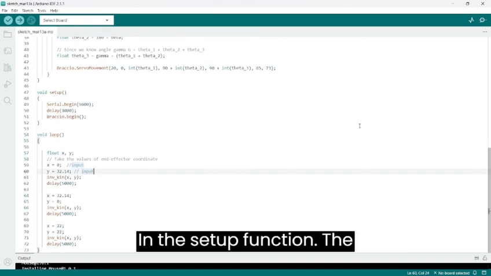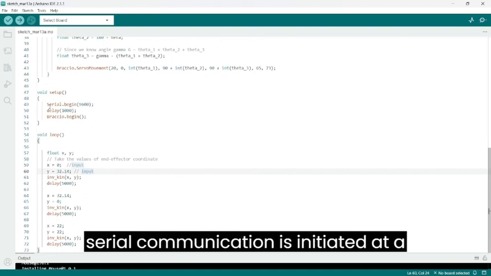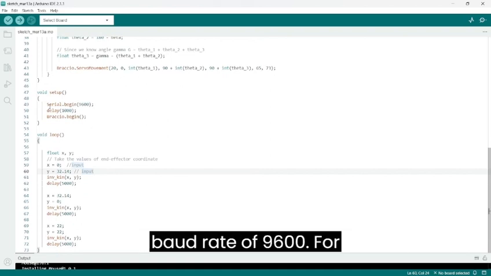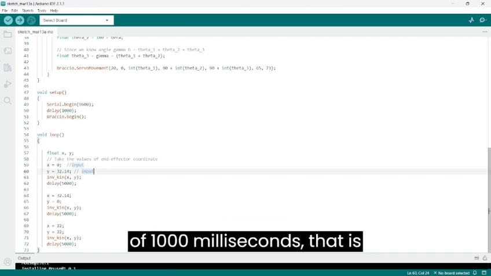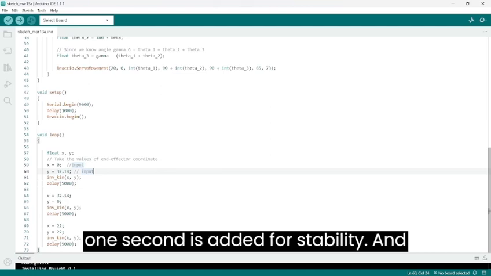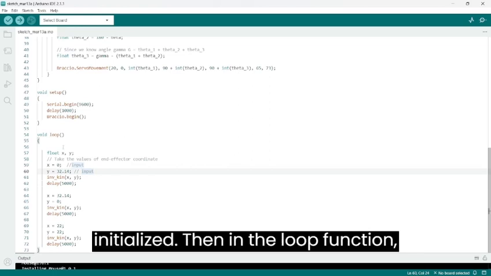In the setup function, the serial communication is initiated at a baud rate of 9600 for debugging purposes. Then a delay of 1000 milliseconds, that is 1 second, is added for stability. And then the Brachio robotic arm is initialized.